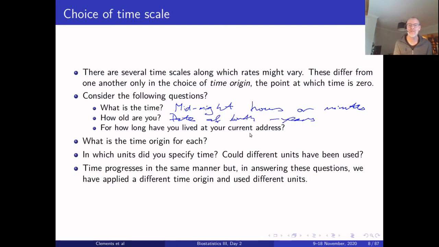And how long have you lived at your current address? The time origin would be the date of the move to the current address, and that could be measured in minutes, hours, days, years, or even decades. So the time progresses in the same manner for all three of these, but we could use different time origins or different units.